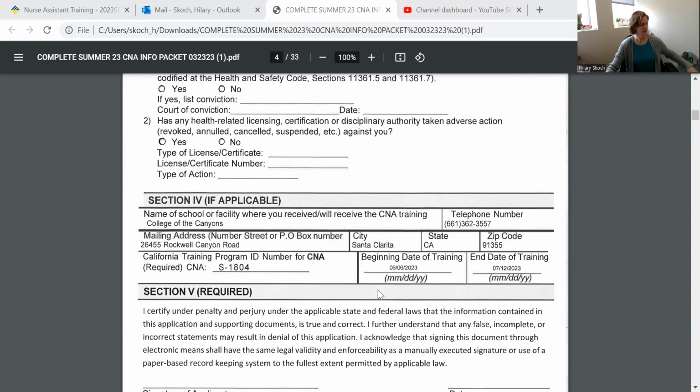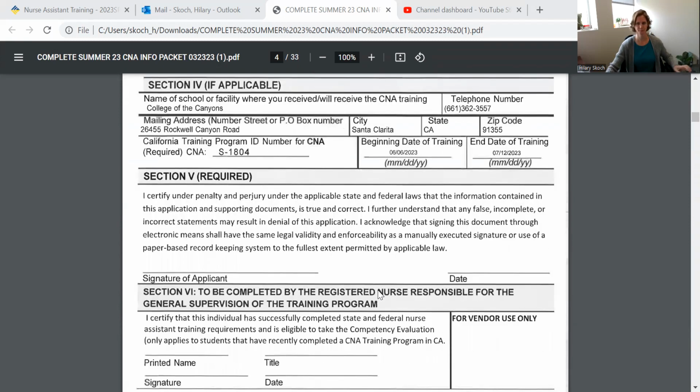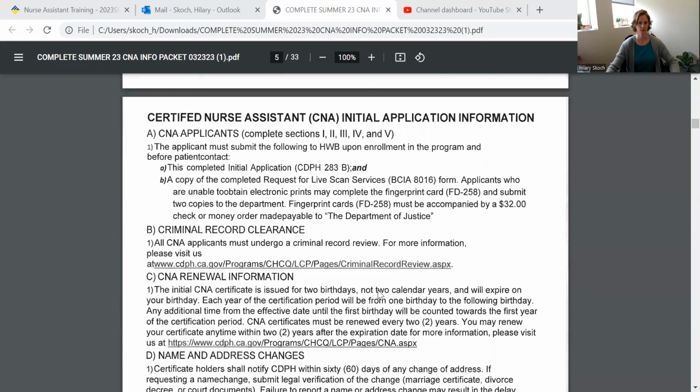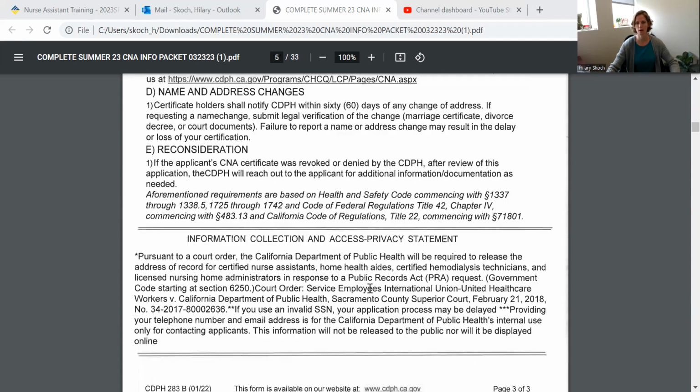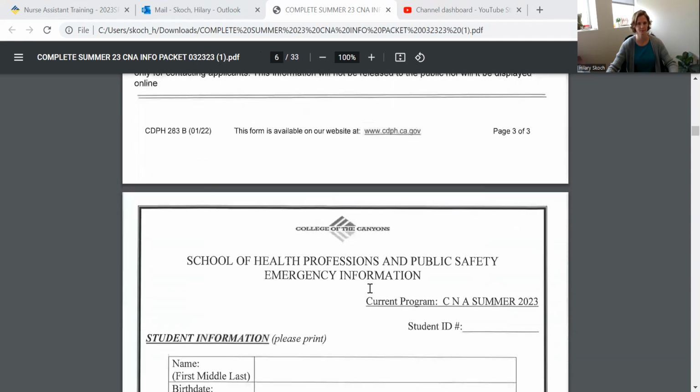Early work is always accepted by the health professions office, which is located in Benelli 243A. This is information for you to read. Remember I said do not get fingerprinted before the first day of class. Do not get fingerprinted. We will go over that on the first day of class. This page is for your records. It's just information only.